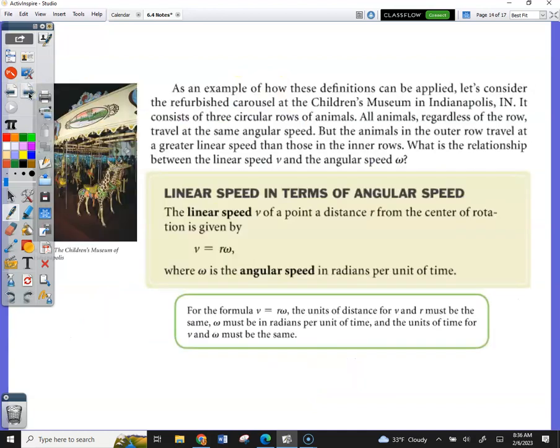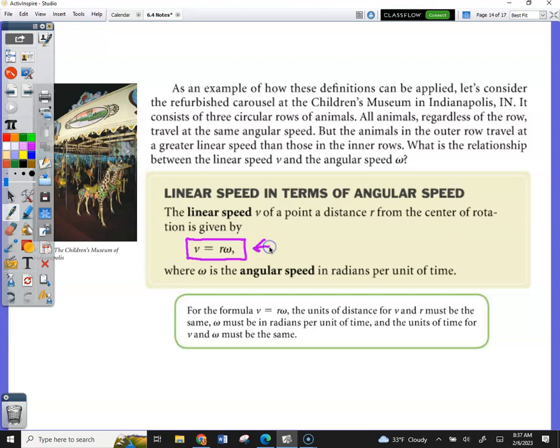Going to the next slide is where they have taken the linear speed and the angular speed and they have found a relationship between the two. So instead of having the two formulas, you have just this one right here. So let's look at it. V equals R times omega. V here is the linear speed. R is the distance from the center, the radius, and omega is the angular speed.